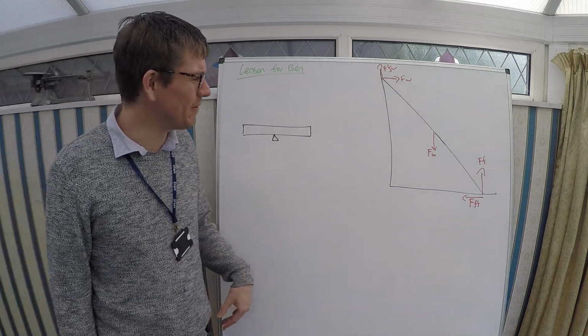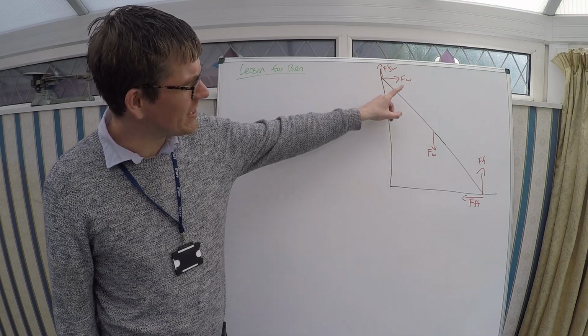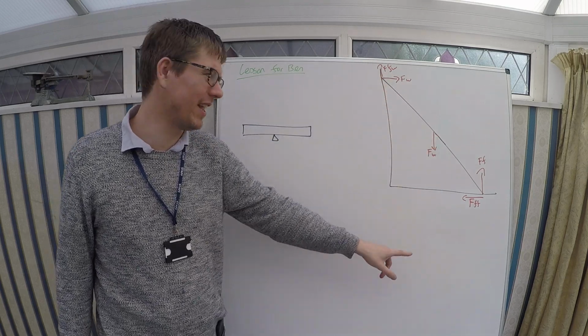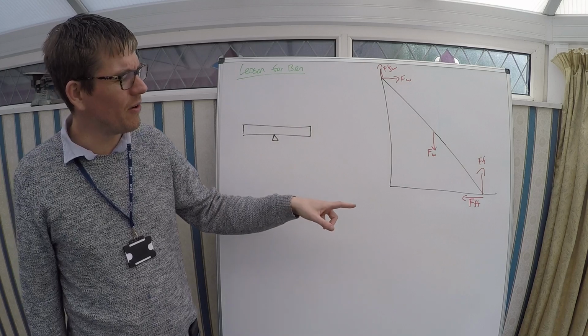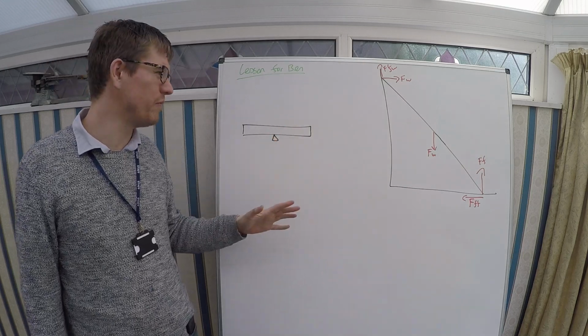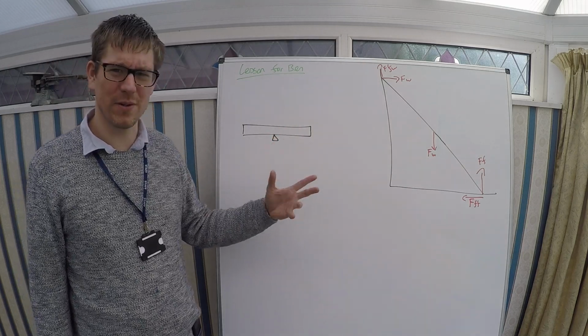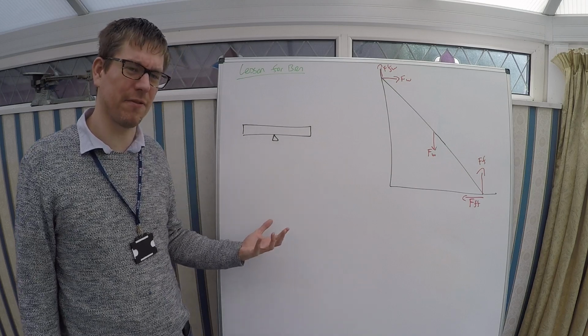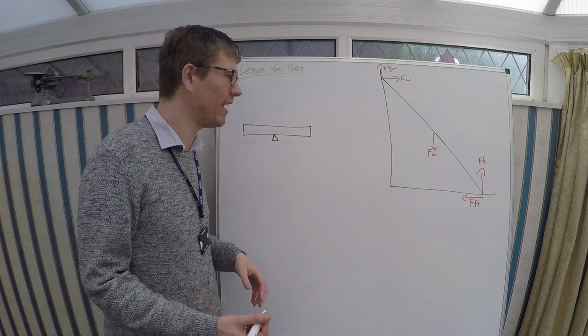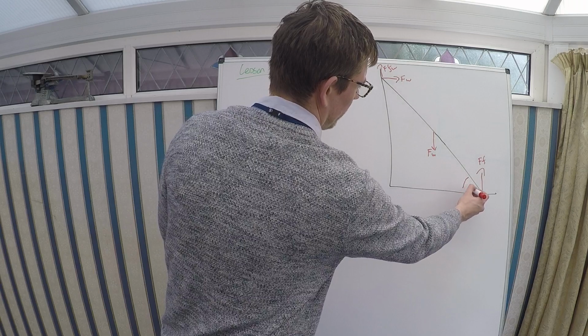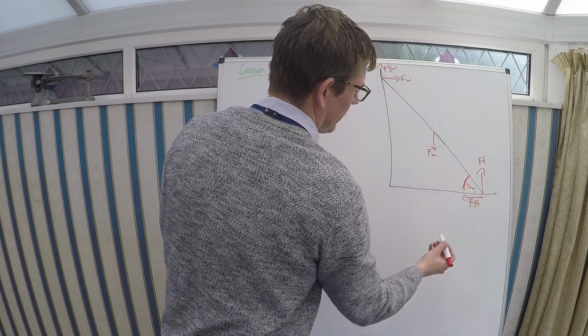So what we've got here is a ladder, and we've got 1, 2, 3, 4, 5 forces labelled on it. We know that the ladder isn't moving, and therefore we've got to work out the coefficient of friction in terms of the angle it is making here, which we're going to call alpha.